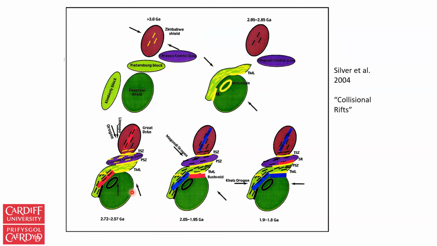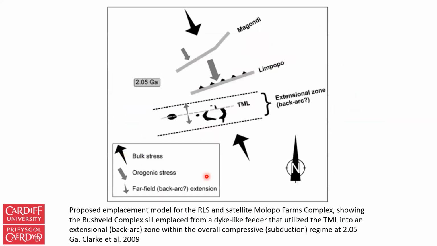And in this paper, they're making the case that a number of times there may have been oblique convergence, first of all in the late Archean with the Great Dyke, and then subsequently in the early Proterozoic with the TML and the Bushveld intrusion. So the critical ingredient for this triggering is the pre-existence of structures at an oblique angle to the direction of convergence. A slightly different take on that, from the Clark et al. paper, was that maybe the Bushveld was in an extensional or back-arc zone.